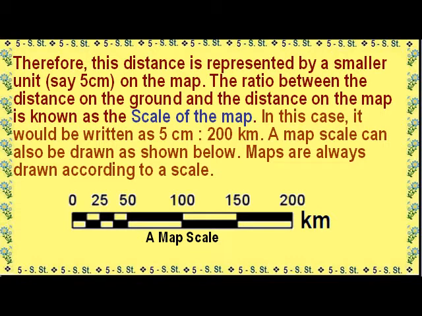The ratio between the distance on the ground and the distance on the map is known as the scale of the map. In this case, it would be written as 5 cm is to 200 km. A map scale can also be drawn as shown below. Maps are always drawn according to a scale.